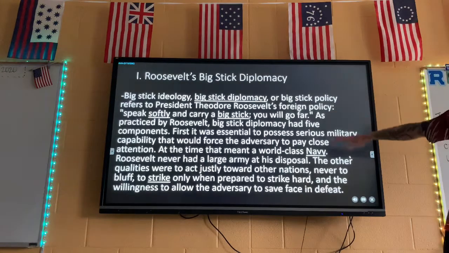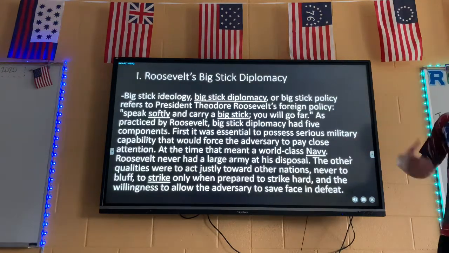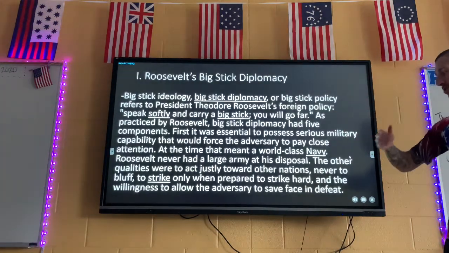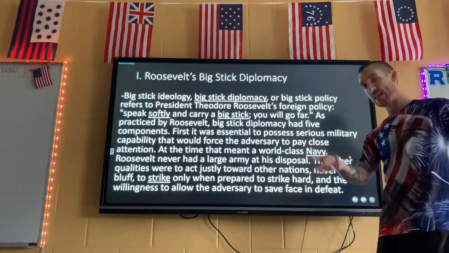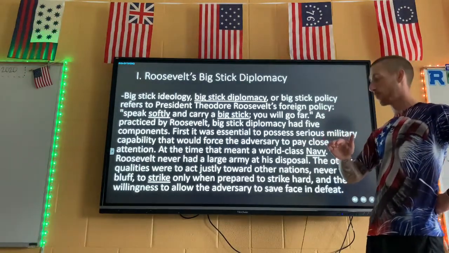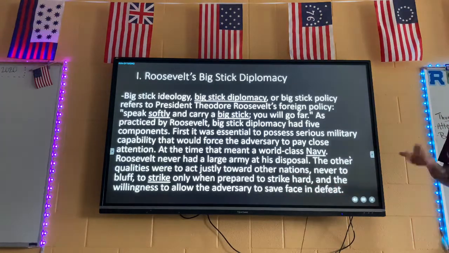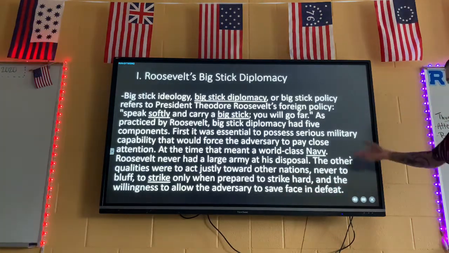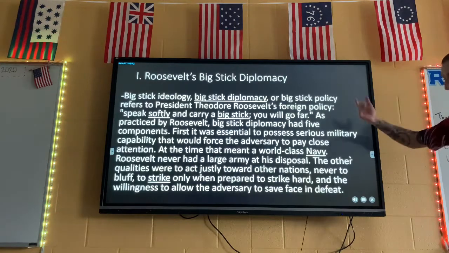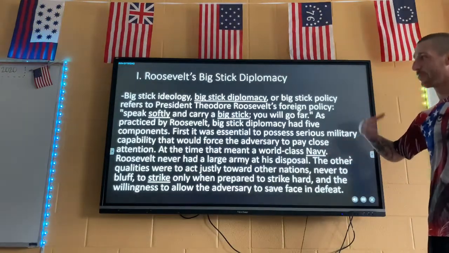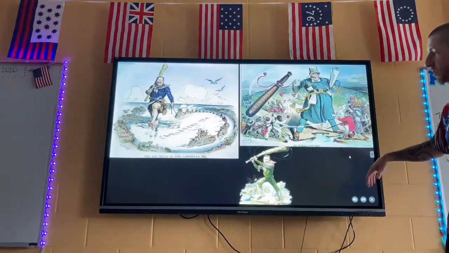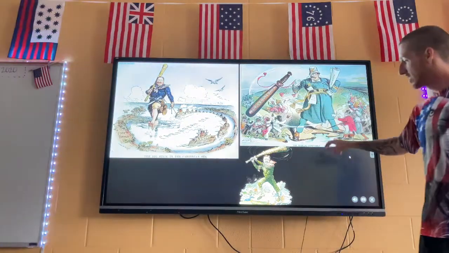Let me make sure I covered everything. Yeah, and he also says, only strike when you're prepared to strike hard. So like with the Philippines, how they went over there and used way too much force, okay? And allow the adversary to save face in defeat. That just means, don't overdo it. But as we can see, that can be interpreted, and the United States tends to overdo it when we respond with force, okay? So there's Roosevelt, big stick diplomacy.